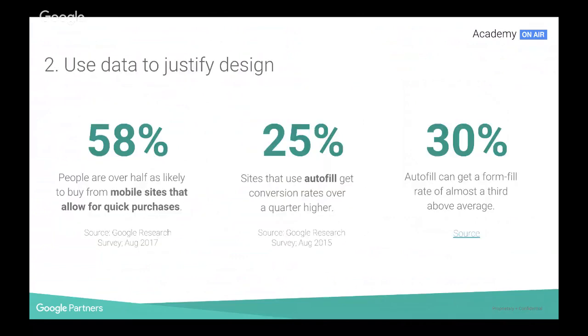So when we look at it from that angle, a few data points that come to mind and are probably relevant for all of you: 58% of people, more than half, are likely to buy from a mobile website that allows for quick purchases. Again, we've mentioned this before. Smartphone users tend to be quite impatient and don't like to wait a lot or have too many steps involved. So the quicker you can make the process from the point of discovery to the point of sale, the easier it will be to have those users convert more and more on your mobile sites.